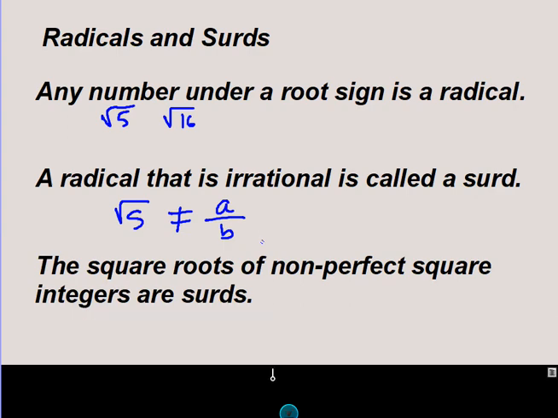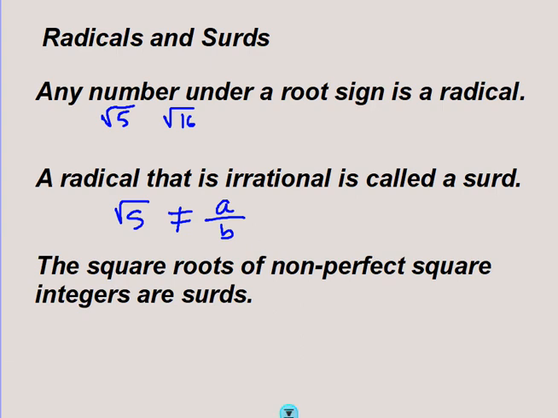And therefore, we can generalize and say that the square roots of non-perfect square integers are surds. So root 2, root 3, root 5, root 6, etc. are surds.